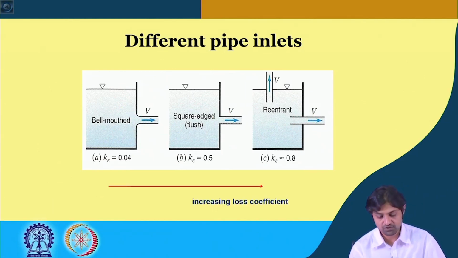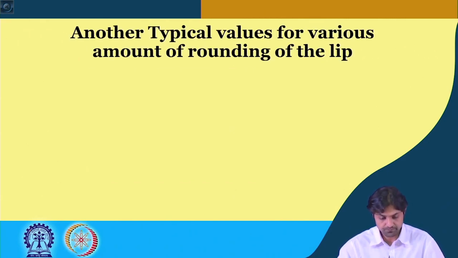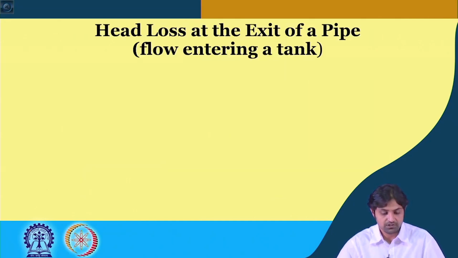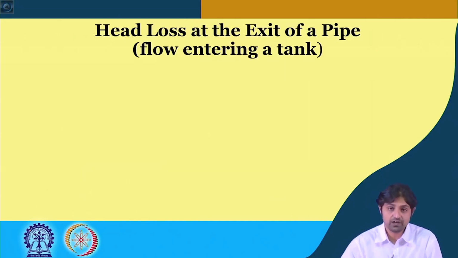So increasing loss coefficient has been demonstrated here like this. Another typical values for various amounts of rounding of the lip. You see, these are based on all the different experiments that people have done. Now we have talked about entrance, we have talked about contraction, we have talked about expansion, now we have talked about entrance to the pipe.